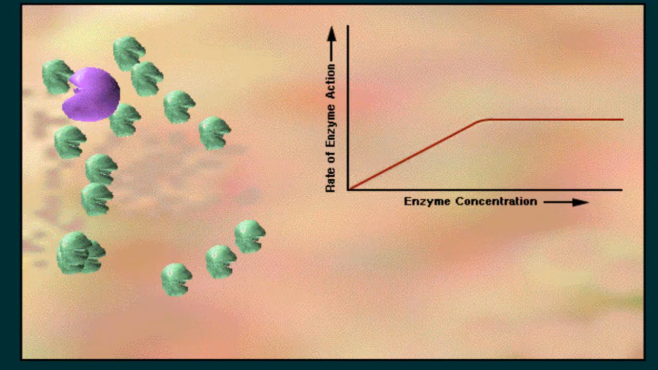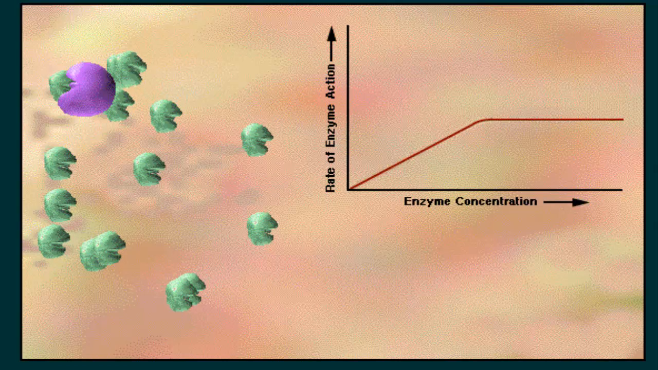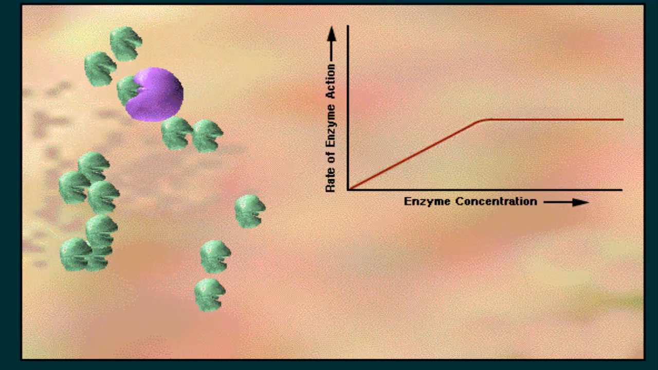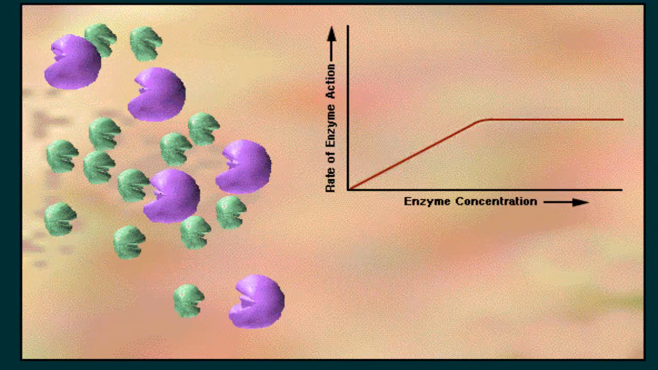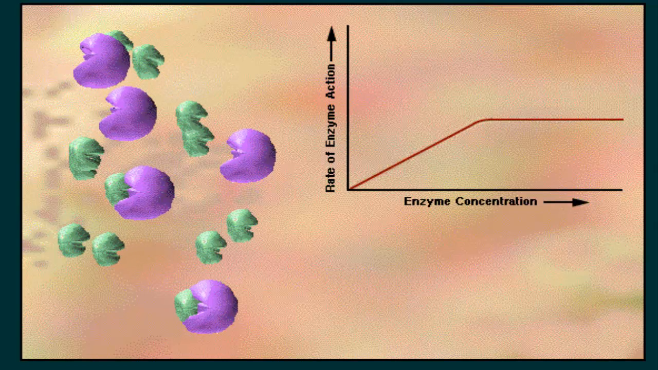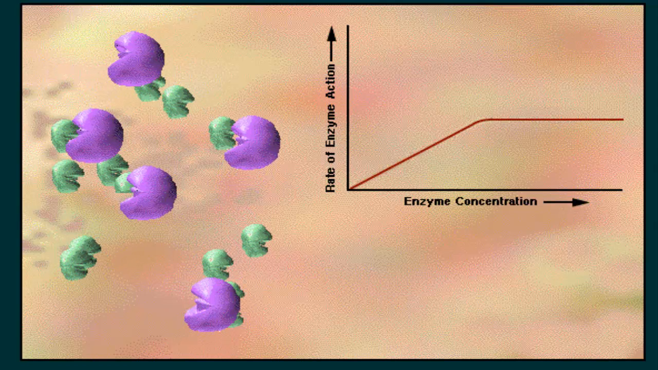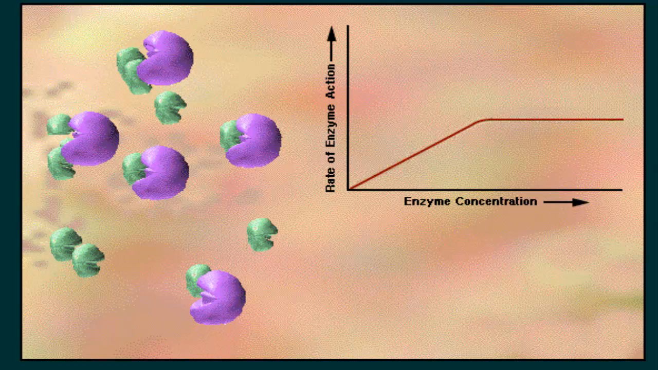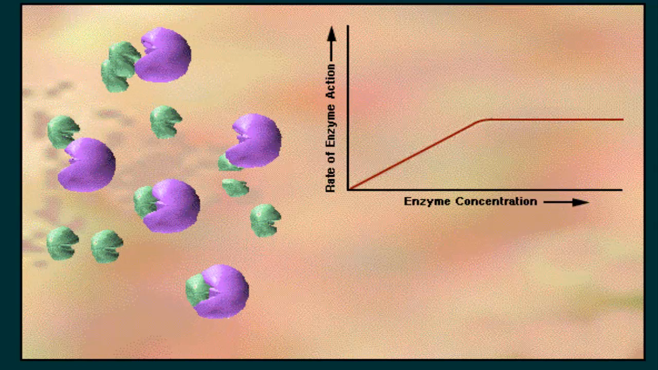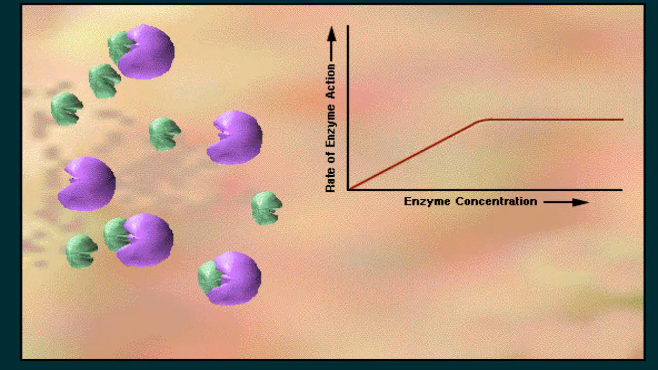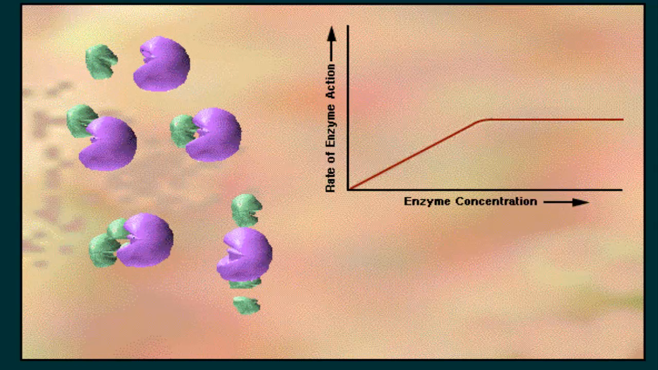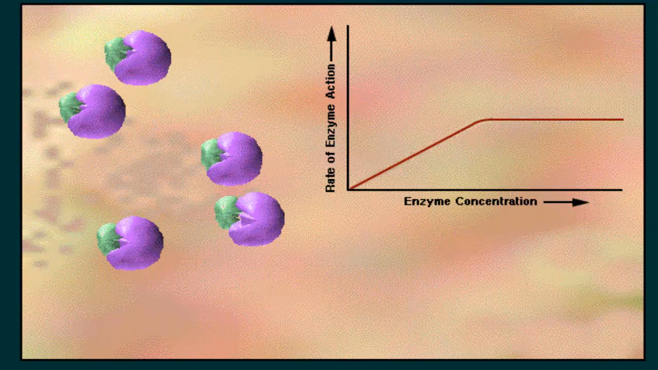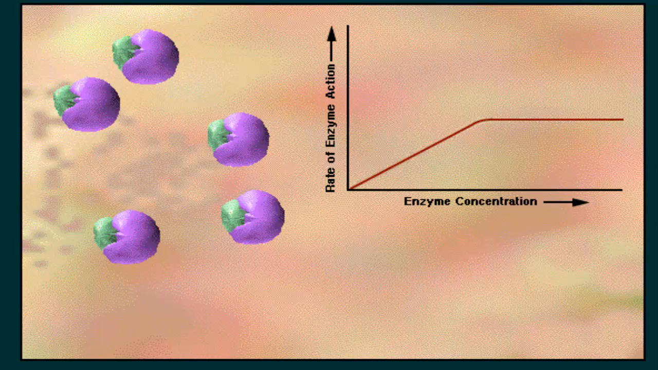The rate of an enzyme-catalyzed reaction is dependent on how often enzyme and substrate molecules come into contact with each other. Increasing the concentration of enzyme molecules, therefore, results in an increase in the number of substrate molecules reacting at any moment. Thus, the rate of enzyme activity increases until all substrate molecules are occupied continuously. Once this is achieved, adding more enzymes will not increase the rate of reaction.